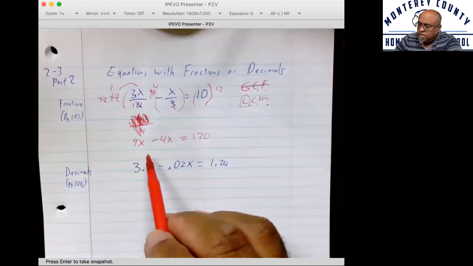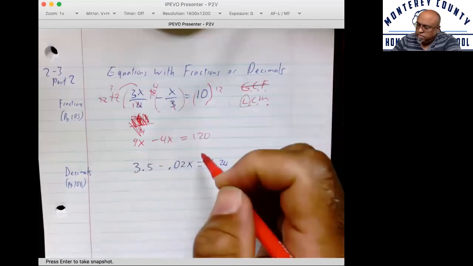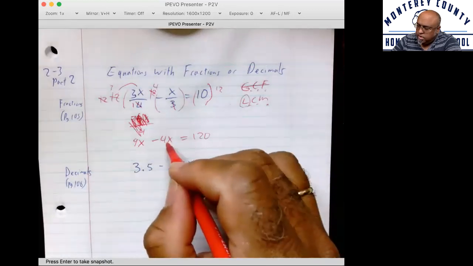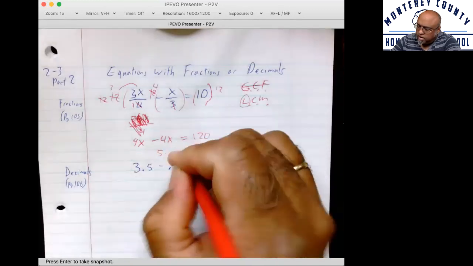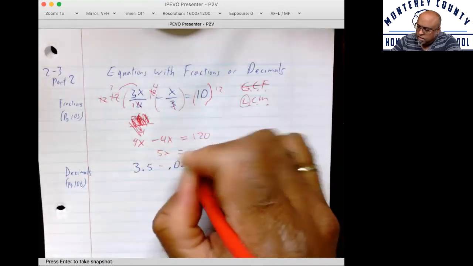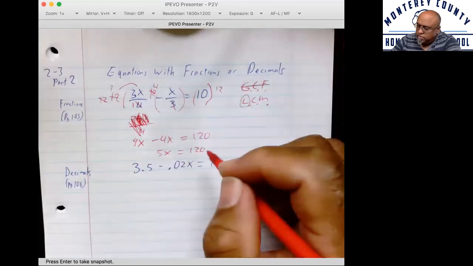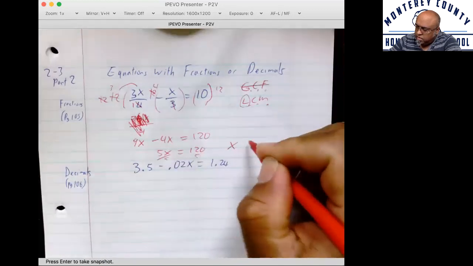So now I have 9x minus 4x equals 120. Simplify like terms, 9x and 4x. 9x minus 4x is the same as 9 minus 4, so I have 5x equals 120. So now I divide both sides by 5 to get my answer.